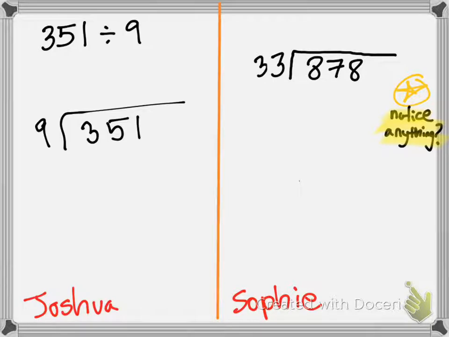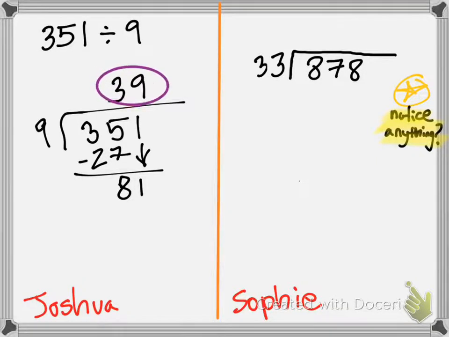So for the answer to the first one, Camilla wrote, we get 39. Yes, 9 goes into 35 a total of 3 times, and that would be 27. So I subtract that and I get a total of 8. I bring down my 1. 9 goes into 81 9 times. My answer is 39.